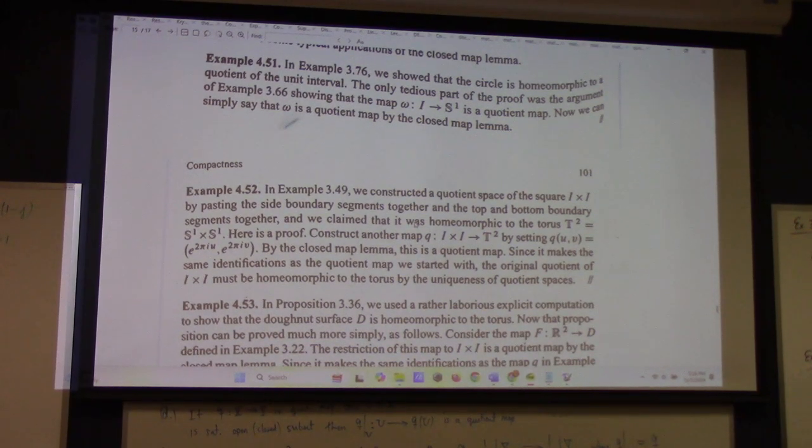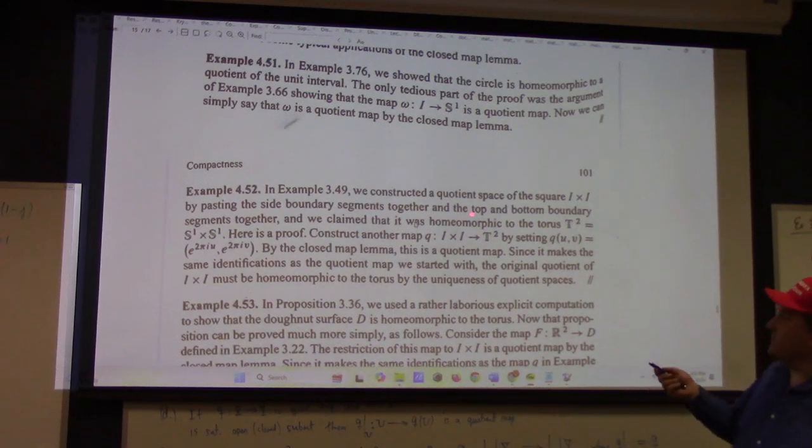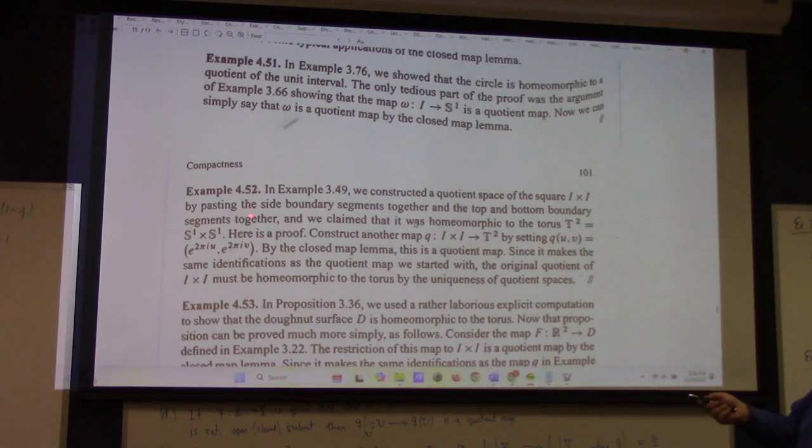Another example: if we have the quotient space of the square I cross I, pasting the boundary segments together, top and bottom, right? I claimed it's homeomorphic to the torus. Here's the proof. Construct another map from the Cartesian product of the interval to T2, basically the omega map times 2: e to the 2 pi iu, e to the 2 pi iv, right? Well, guess what? This is compact because the Cartesian product of compact sets is compact.